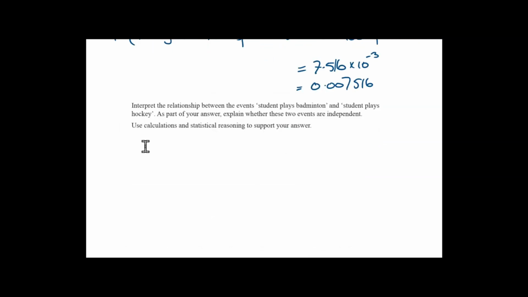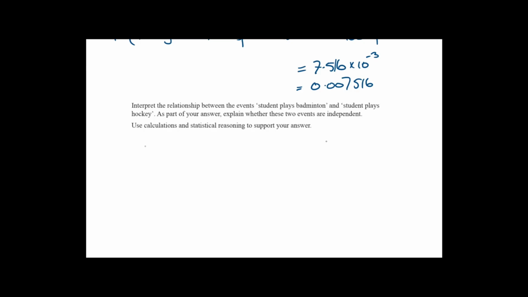Interpret the relationship between the events student plays badminton, student plays hockey. Explain whether these two events are independent. Use calculations and statistical reasoning to support yourself. Okay, so here we have a couple of things that we really need to go over.